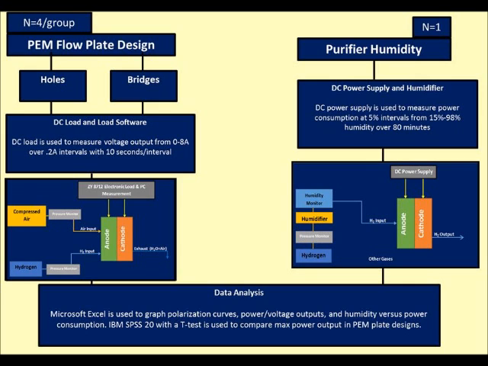The exhaust then leaves at the anode, while the pure hydrogen exits at the cathode. This supply was used to determine how much power would be consumed at each humidity level using pure hydrogen. Data was graphed with curves of best fit on Microsoft Excel.